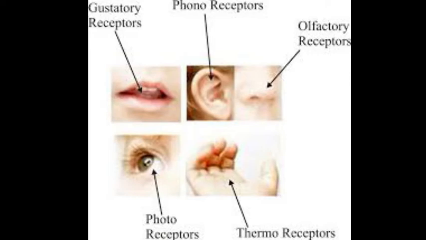Photoreceptors are in the eyes, phonoreceptors in the ears, olfactory receptors in the nose detect smell, and gustatory receptors in the tongue detect taste. Thermoreceptors detect heat or cold and are present in our skin. All the receptors in the sense organs receive stimuli from the surrounding environment and send the message to the spinal cord and brain in the form of electrical impulses through the sensory nerves.